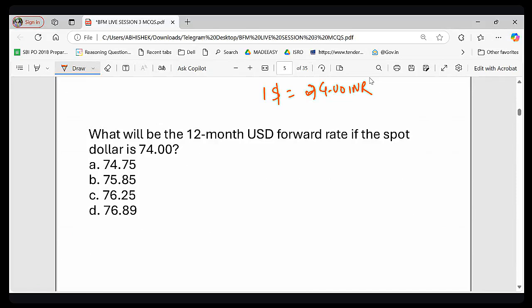We just multiply both sides by 100. So what will that be? $100 is equal to 7400 Indian rupees, isn't it?